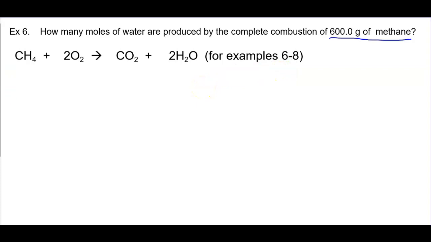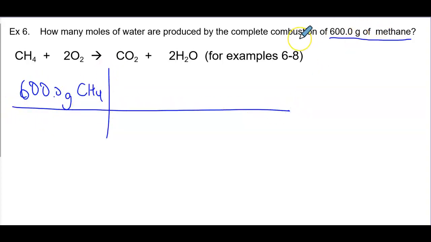So similar to before, we're going to start with our given. Okay, so a number, unit, and a formula. Again, number, unit, and formula must be present to do anything. Now, we can only get rid of grams by using the periodic table. So what I've taught you so far with stoichiometry is the only way to get rid of grams is to use the periodic table. So we're going to do CH4 here, and we're going to calculate.